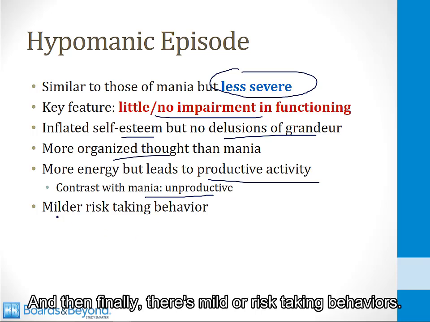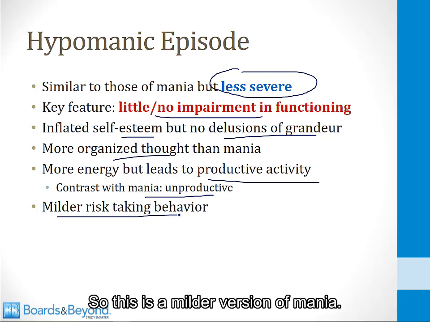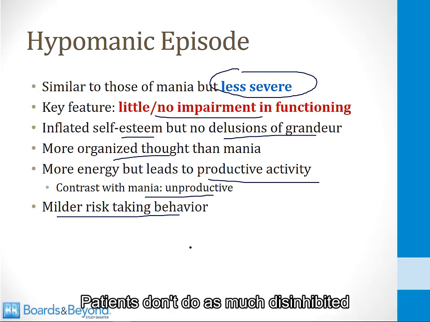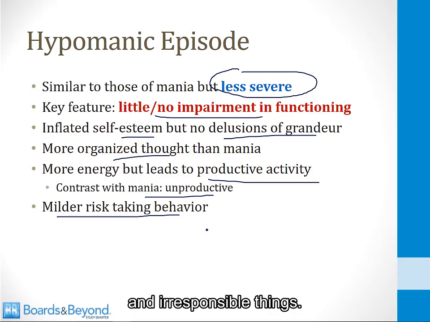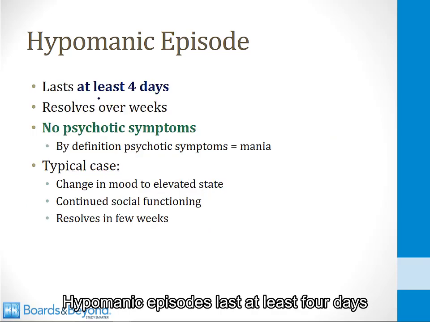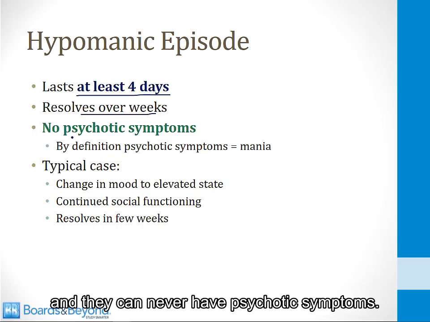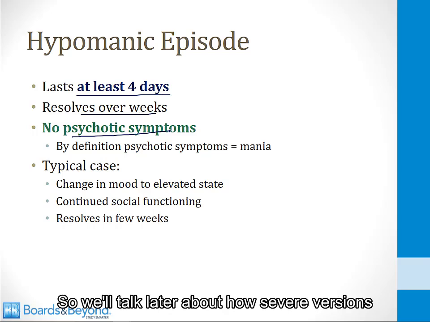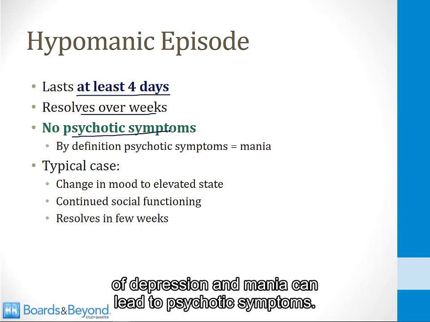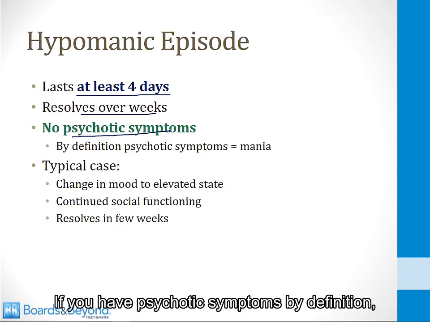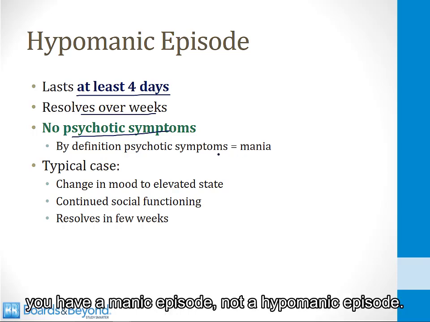And then finally, there's milder risk-taking behavior. So this is a milder version of mania. Patients don't do as many disinhibited and irresponsible things. Hypomanic episodes last at least 4 days and they resolve over a few weeks, and they can never have psychotic symptoms. So we'll talk later about how severe versions of depression and mania can lead to psychotic symptoms. If you have psychotic symptoms, by definition, you have a manic episode, not a hypomanic episode.